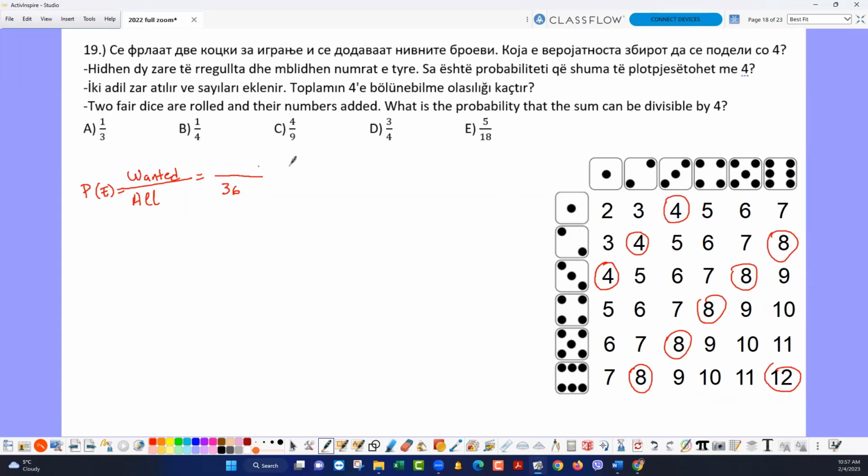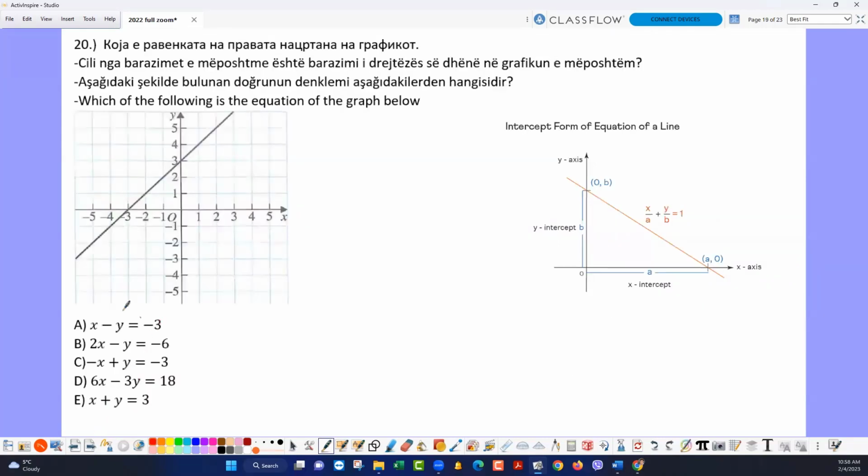And how many of them are you looking for? You are looking for numbers divisible by 4: 4, 8, and 12, and totally 1, 2, 3, 4, 5, 6, 7, 8, 9. Sorry, 9 times it's coming. So 9 over 36 is the answer, which, when you divide both by 9, is equal to 1 over 4. The answer is B.